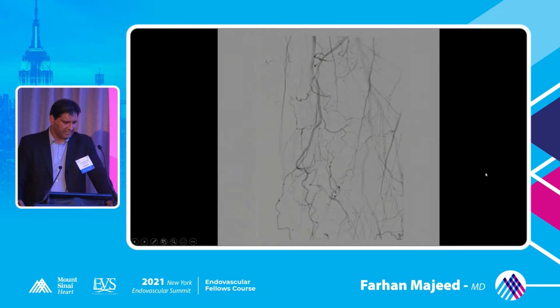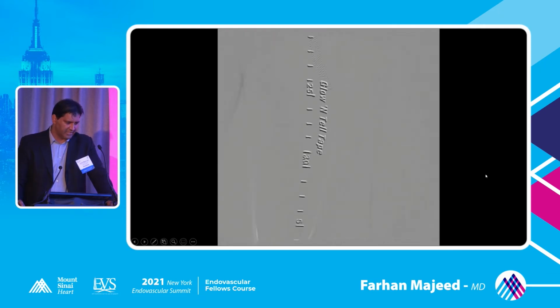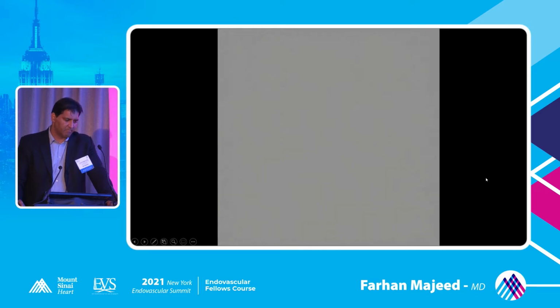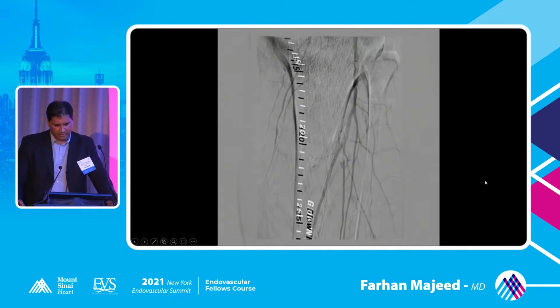And then this is your more selected pictures. Proximal SFA has disease, the mid SFA is occluded within the stent, the distal SFA reconstitutes. Popliteal is okay, and then you have infrapopliteal 3-vessel runoff, okay?